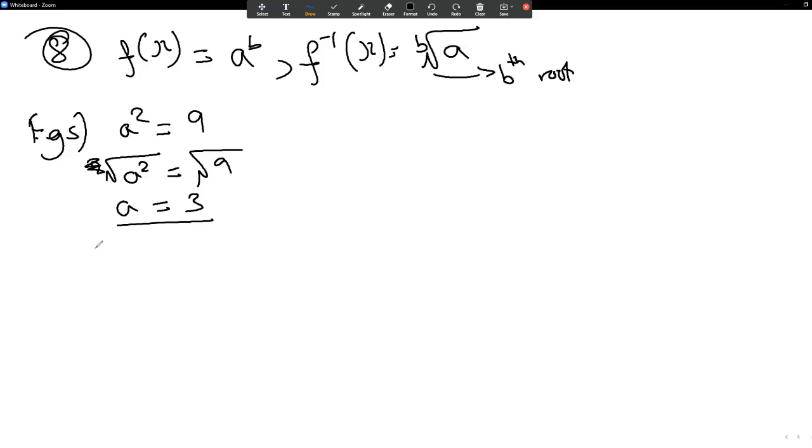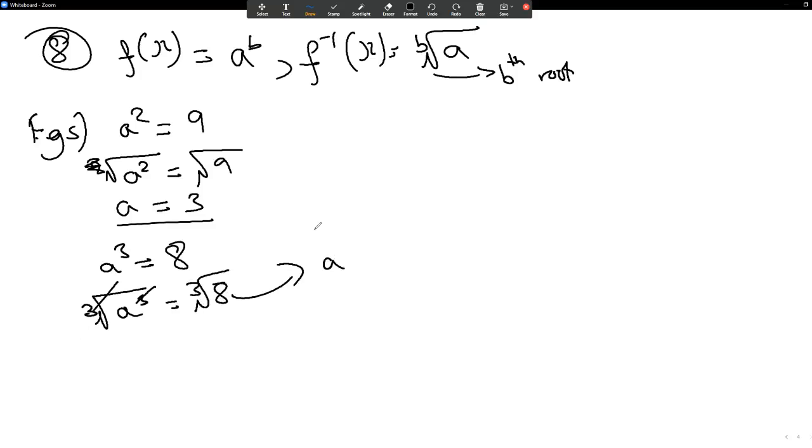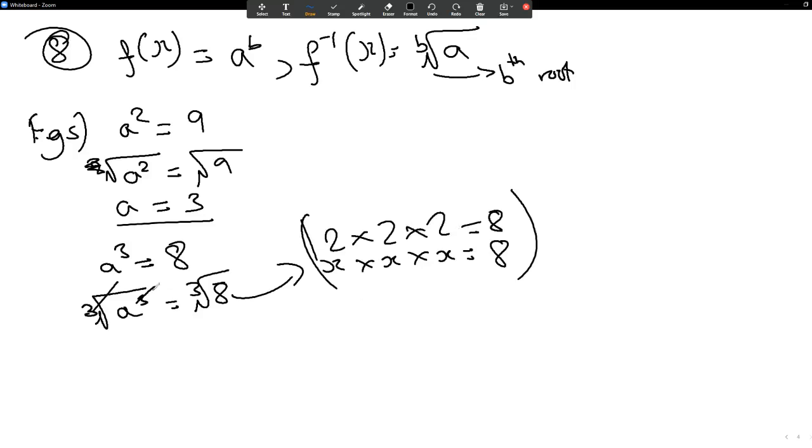But now if we, for example, if we had a cubed equals 8, we can't square root both sides because that's not the inverse of this function. Instead we have to do the cube root like that, to cancel out. And the cube root of 8. What is the cube root of 8? Basically, you have to say what three numbers, let's say x times x times x equals 8. And basically the answer will be 2, because 2 times 2 is 4, times 2 again is 8. So it would be 2.